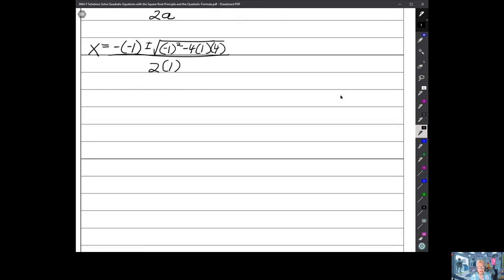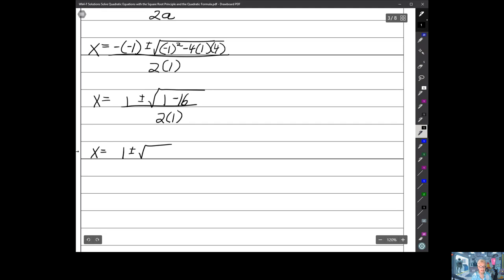Now, let's calculate. X equals negative negative 1 is positive 1, plus or minus the square root of negative 1 squared is positive 1, minus 4 times 1 is negative 4, times 4 is negative 16, all over 2 times 1. So that's going to be x equals 1 plus or minus the square root of negative 15 over 2.